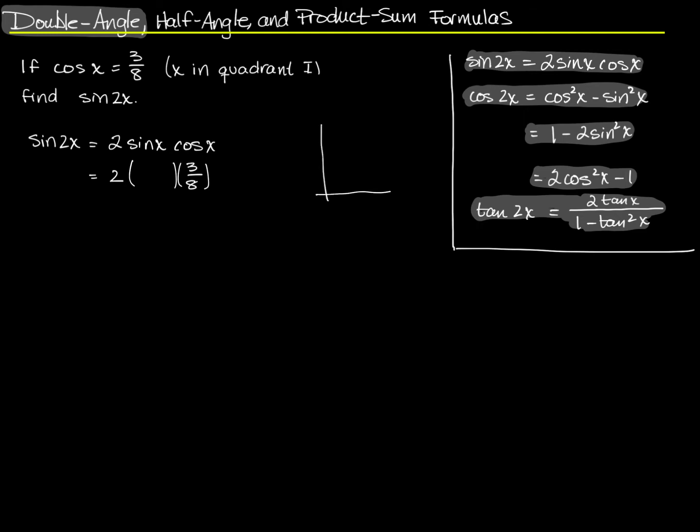If I draw an angle in quadrant 1 that has a cosine of 3 over 8, then I can find the length of the third side. This is my angle x, because I made this the adjacent. Using Pythagoras will give me the third side, and then I'll be able to figure out what the sine of that angle is. So let's see if we can figure out what this is. It's going to be the square root of 8 squared minus 3 squared. That's the square root of 64 minus 9. And that's the square root of 55. So the third side here is the square root of 55.